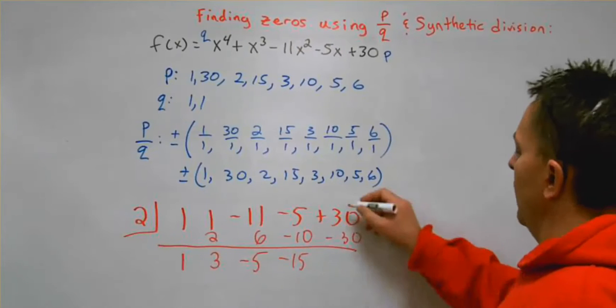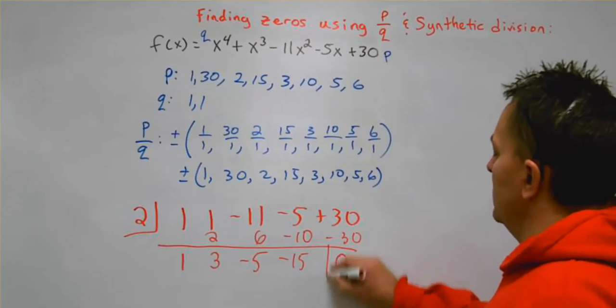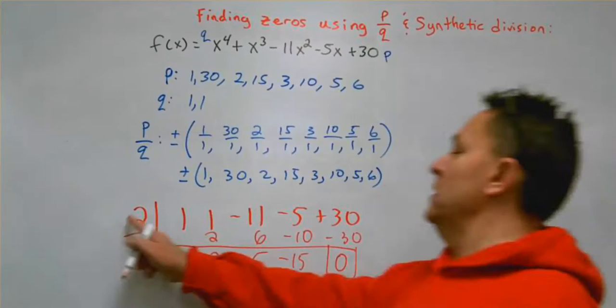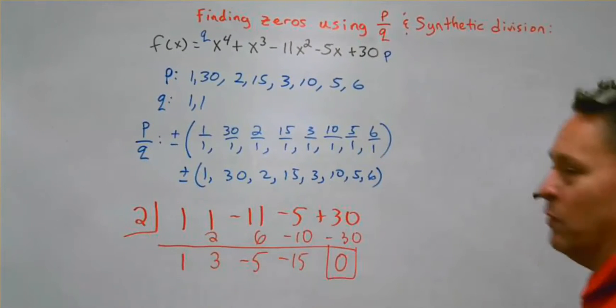What do I get here? I get 0. This is what I want. This means that this is a factor, or that this is a solution, this is a zero. We could set it up any way we want, really, when we take a look at it.